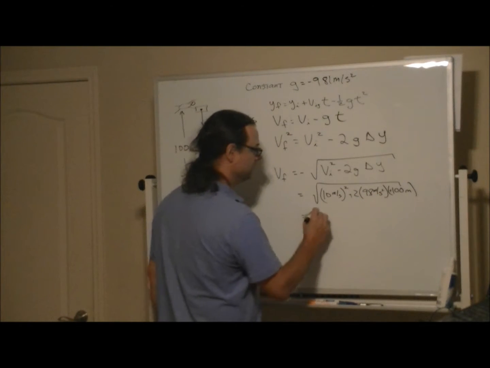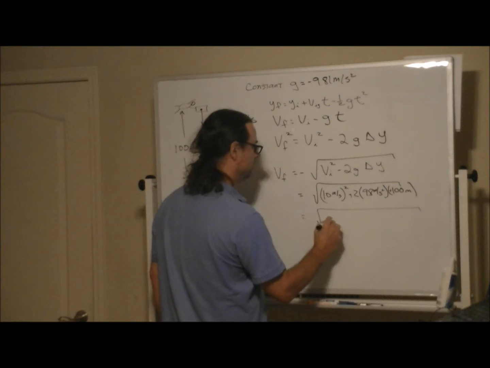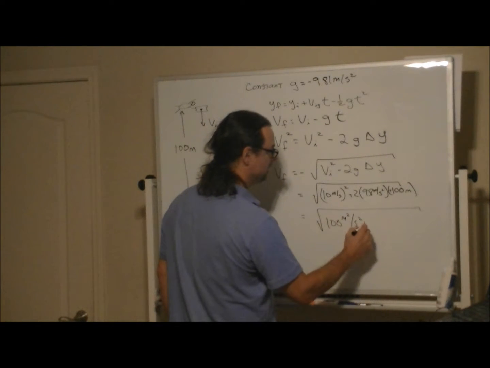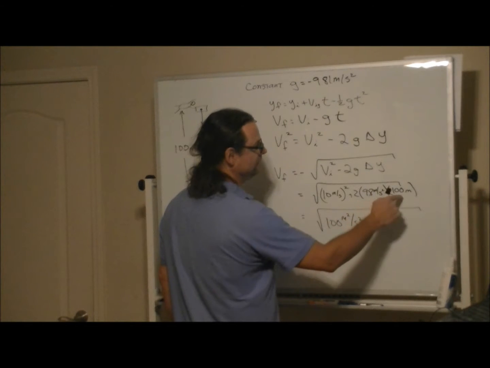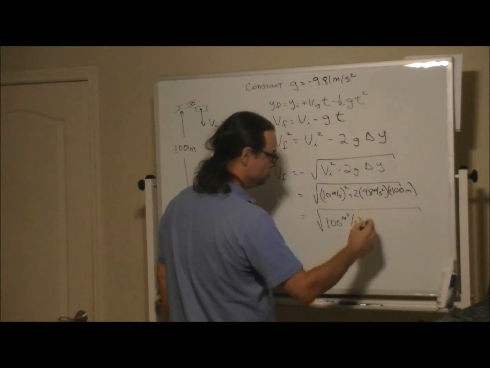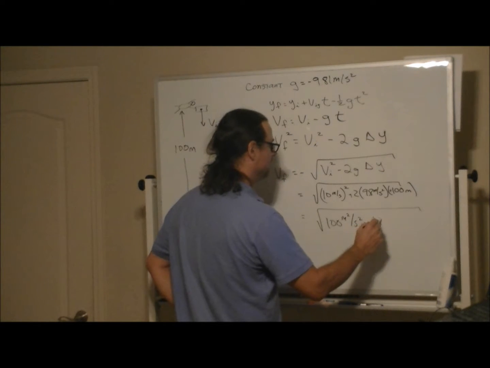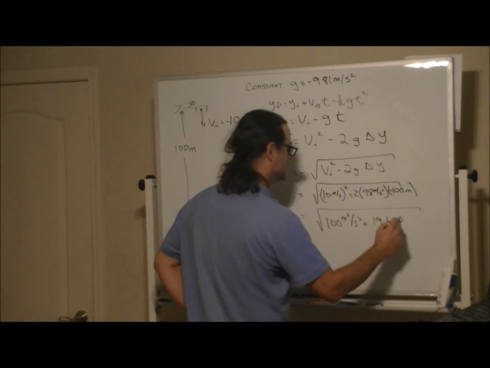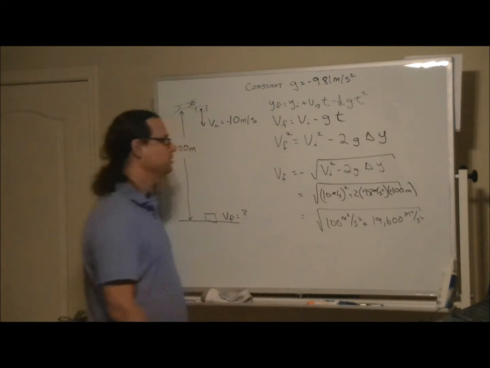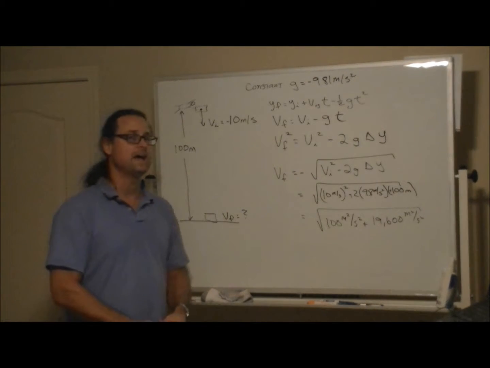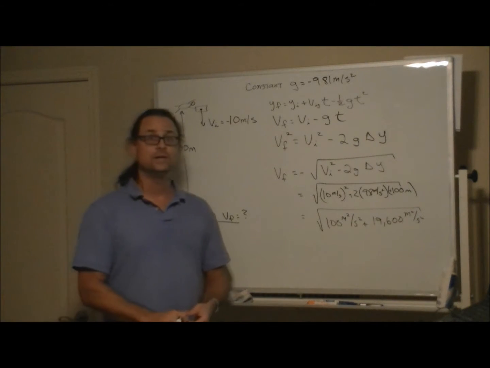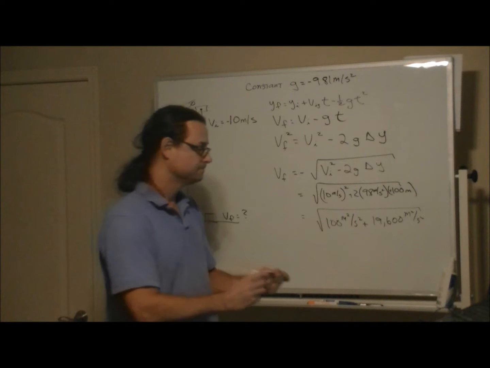So it's the square root of 100 meters squared per second squared plus, now 9.8 times 100 is 980, times 2, I think that's going to be 1,960 meters squared per second squared. So I'll leave plugging in the numbers and completing the algebra as an exercise for the diligent student so we can get along to the next problem.